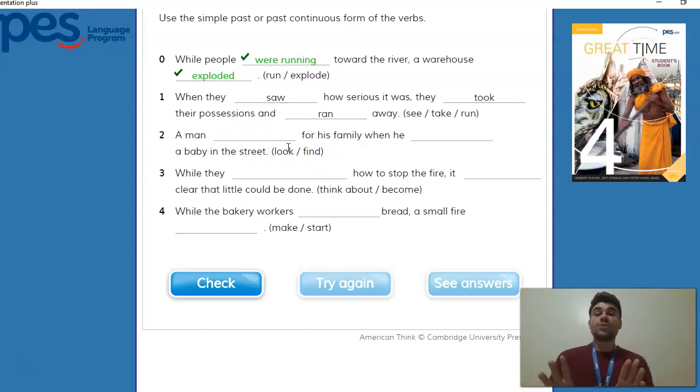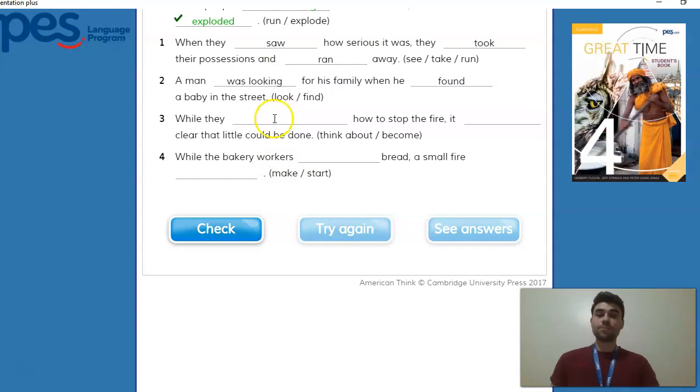So here we understand that this is the longer action happening, right? So a man was looking for his family when, so when we have this word when, it means that we have the action that interrupts the longer action. So we have to use the simple past, right? So a man was looking for his family when he found a baby in the street.